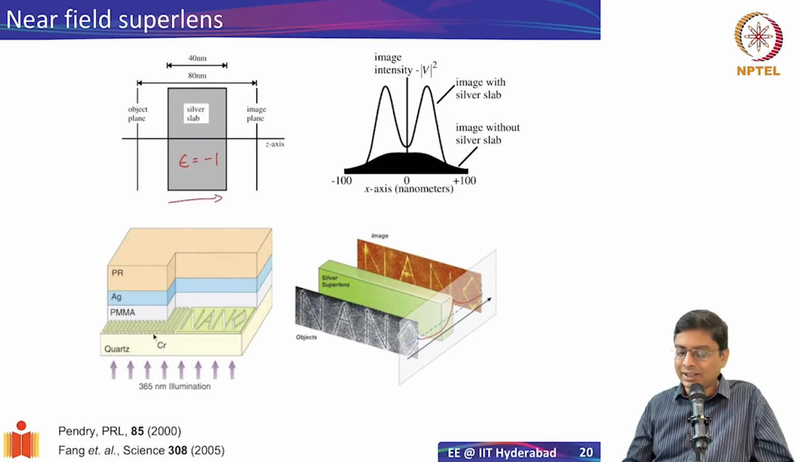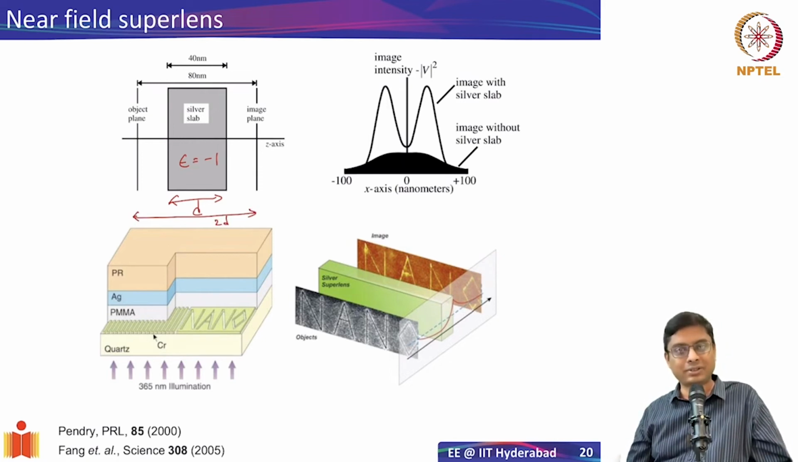This is again my d, the thickness of the slab, and this is going to be my 2d, the distance between the object and the image planes. Even this slab can actually help me image very well, but it only works in the near field. What do we mean by near field?